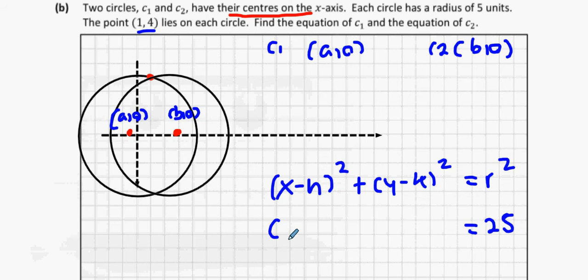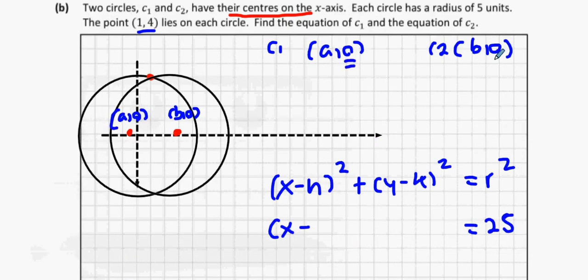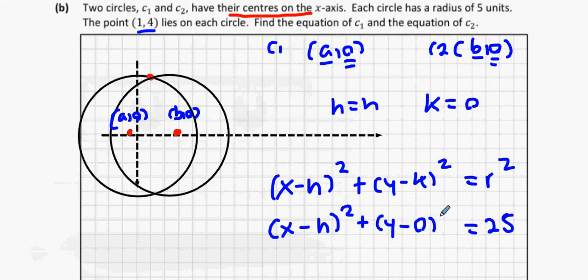Now, in both cases we don't know what the x value is, so for a and b we'll just leave that there. Now, your h value is, if you go to your notes, the x coordinate of the center, and the k value is the y coordinate of the center. But we know the y coordinate is 0, so k equals 0. We'll put h equals h because we don't know what h is. h has two values, h is a and h is b, so we're hopefully going to find out what they are. Then we have (y minus k) squared.